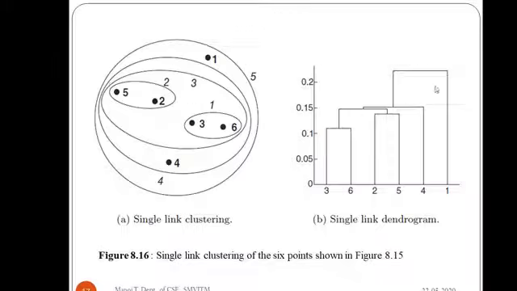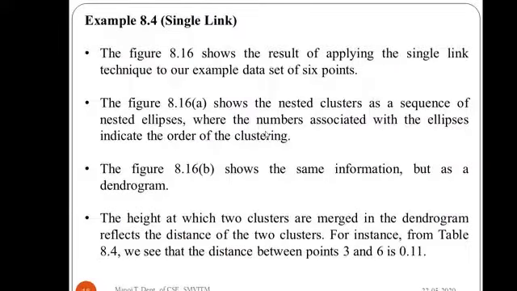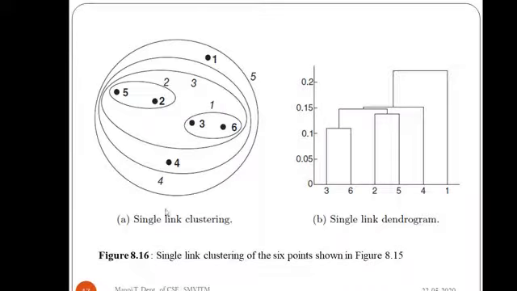If we see the merging pattern of the single link, the result of applying the single link technique to our example is shown in the figure 8.16, where we are going to merge 3 and 6 first, 2 and 5 next, and then we are going to have 2 and 5, 3 and 6 together as a third cluster. We are going to have then fourth, then fifth, like this. Let us see it in terms of the distances.